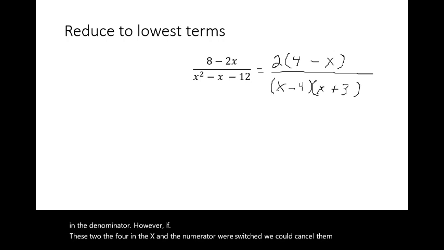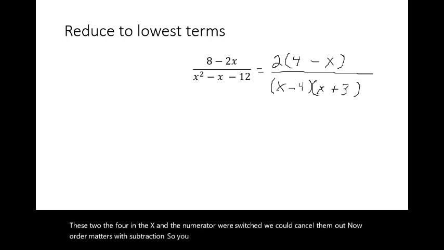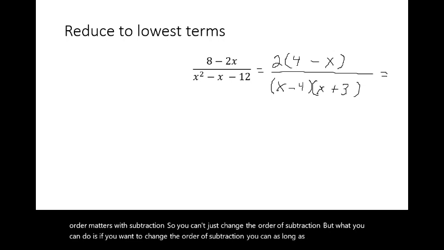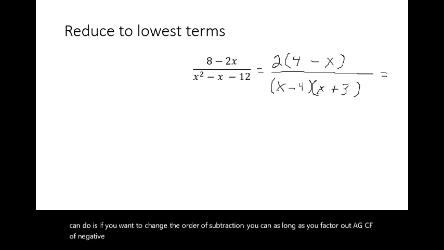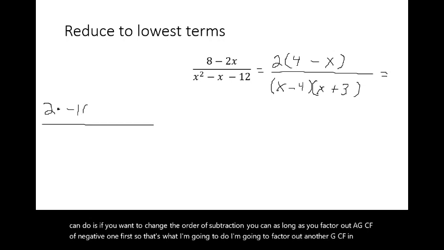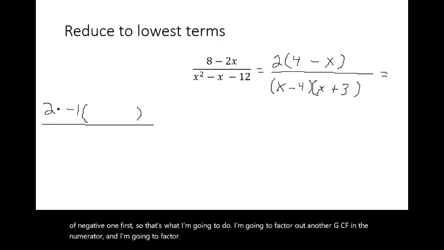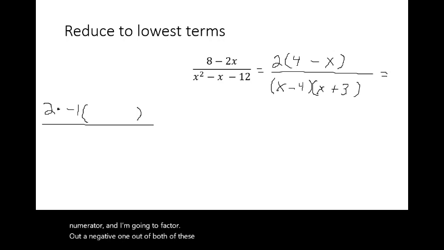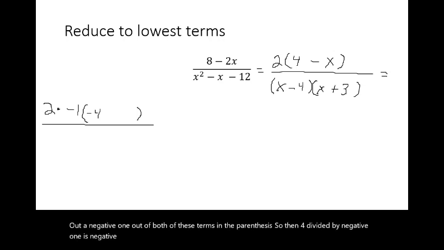Now, order matters with subtraction, so you can't just change the order of subtraction. But what you can do is, if you want to change the order of subtraction, you can, as long as you factor out a GCF of negative 1 first. So that's what I'm going to do. I'm going to factor out another GCF in the numerator, and I'm going to factor out a negative 1 out of both of these terms in the parentheses. So then 4 divided by negative 1 is negative 4. And then negative x divided by negative 1 is plus x.